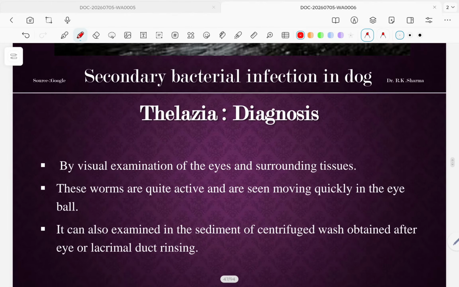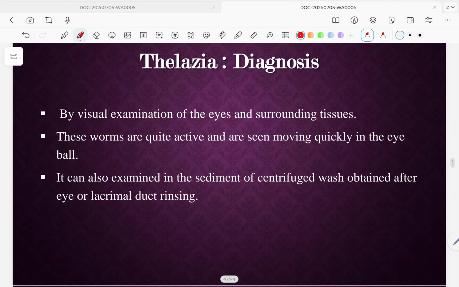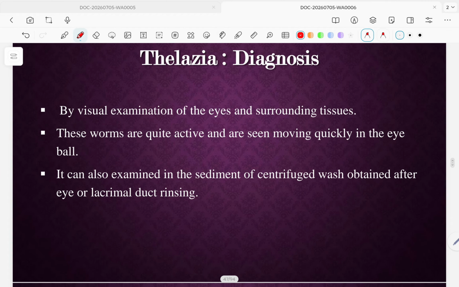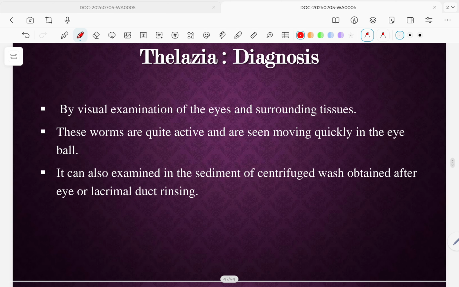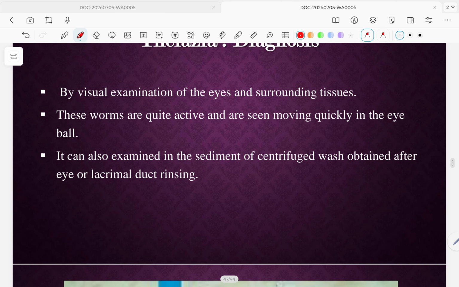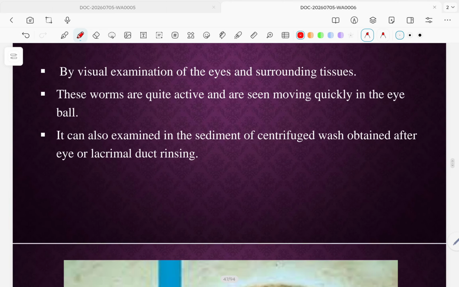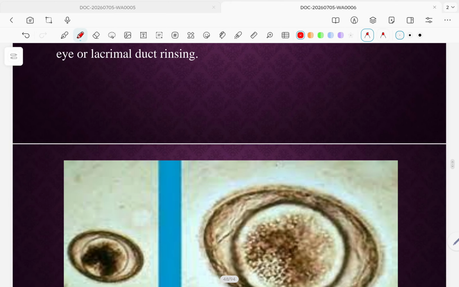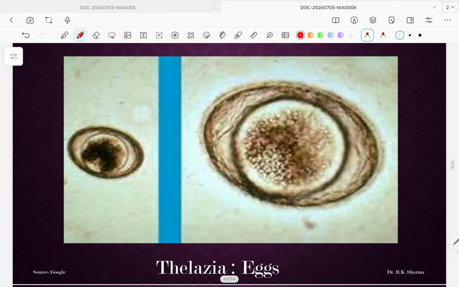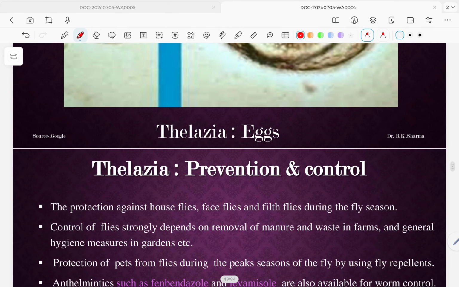Thelazia diagnosis. Thelazia is diagnosed by visual examination of the eye and surrounding tissue. These worms are quite active and are seen moving quickly in the eyeball. They can also be examined in the sediment of the centrifuged wash obtained after eye or lacrimal duct drenching. Thelazia egg.